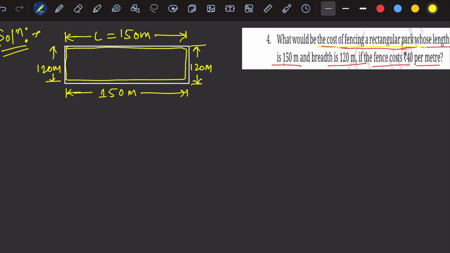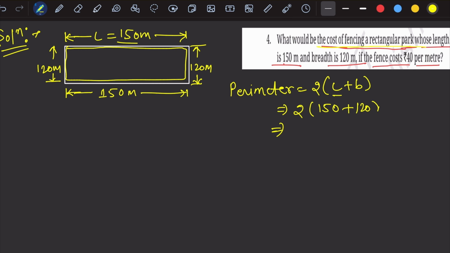Okay, so how will we calculate the cost? First we have to find the total perimeter. Perimeter is equal to 2 into (L plus B). So here we will put 2, L is 150, breadth is 120. So 2 into 270, that is 540 meter. This is the total length of fencing.